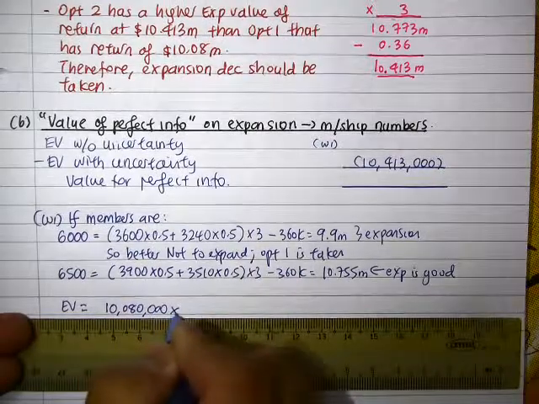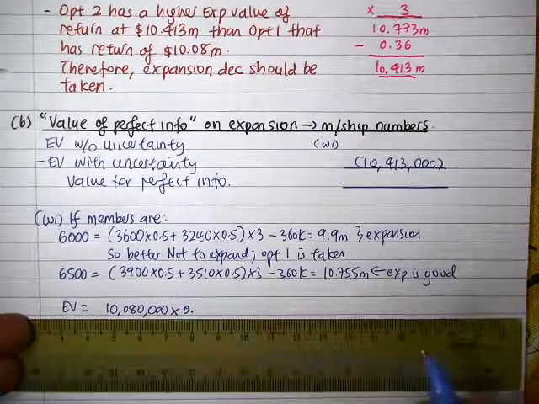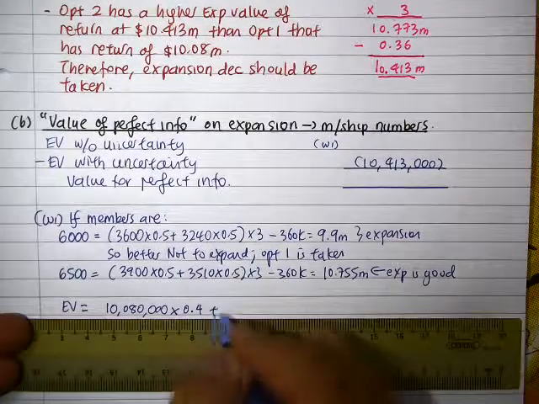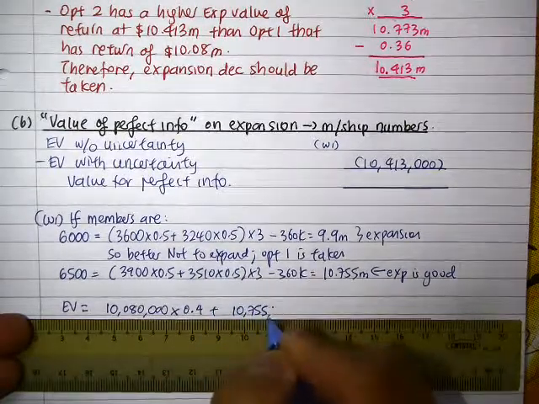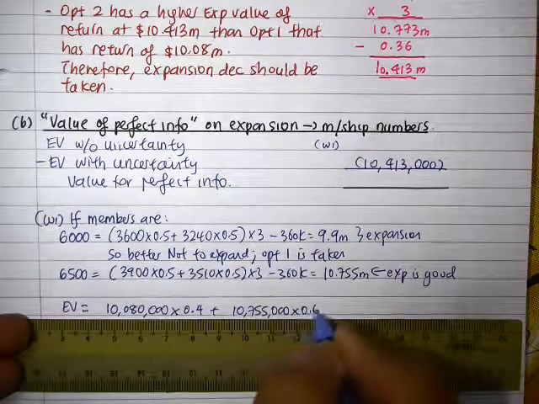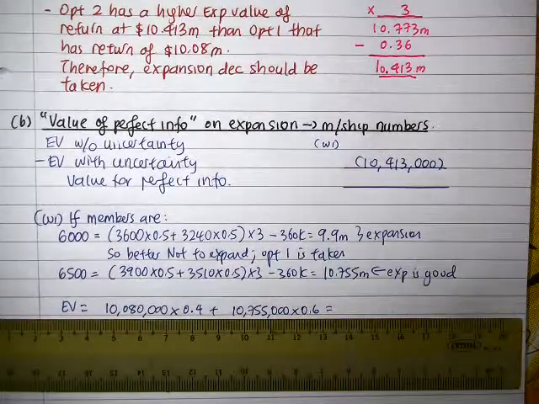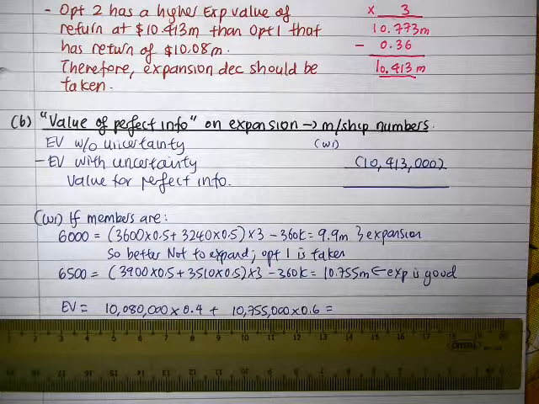So that means my EV will be 10.08 times 0.4, and then 10,755 times 0.6, because this 0.4 is the expected value when the members are 6,000. This 0.6 is the expected value when members are 6,005. So this is what happened. If I know what is going to happen, this is my decision. So the decision will give me the highest outcome.